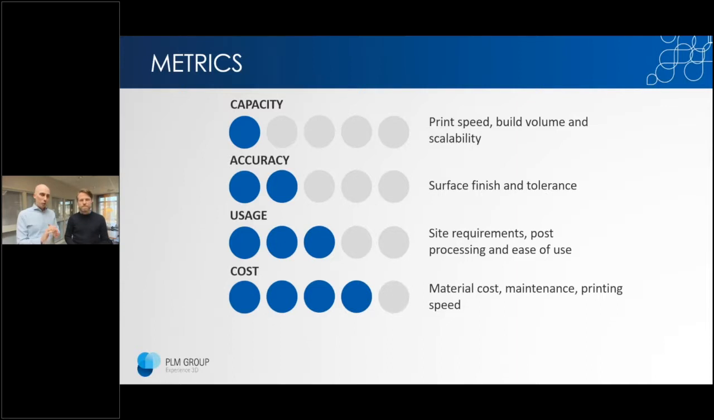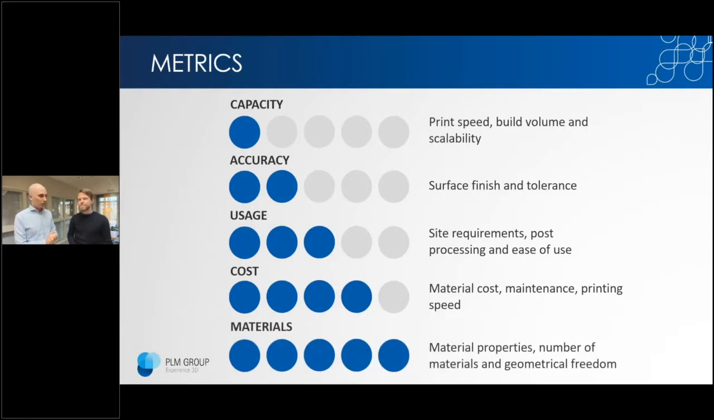Next is cost. We won't talk about machine cost because that varies quite a lot between different technologies. So this is cost of operation, so cost of materials, service, stuff like that, not tied to machine cost. And finally, we will look at materials. So the amount of materials for each technology, material properties, but also geometric limitations. Certain technologies allow for very complex designs, while some are limited in more ways, so to speak. So these are the 5 metrics we will look at today.